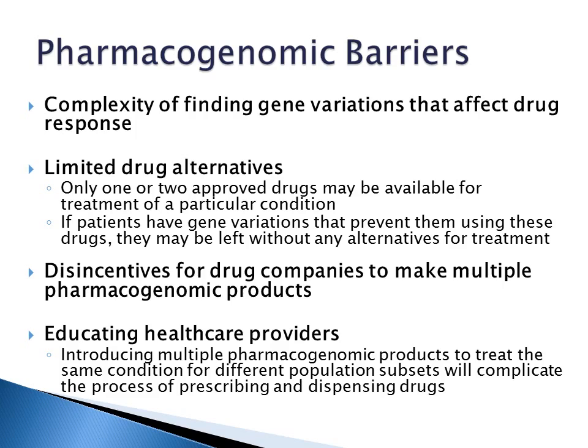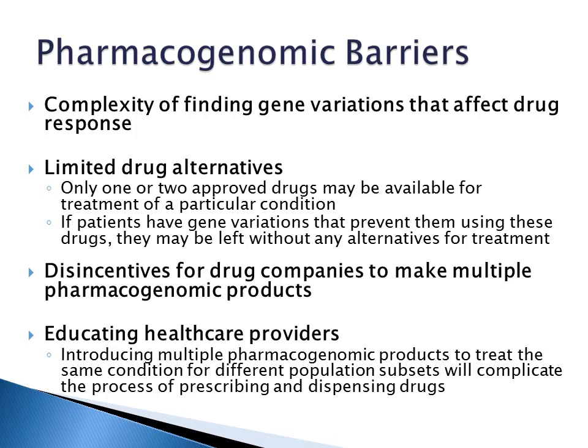Another barrier is limited drug alternatives, so only 1 or 2 approved drugs may be available for the treatment of a particular condition. So if a patient has a gene variation that those drugs would cause them to have a detrimental response or an overdose, there may not be any other alternatives for treatment.